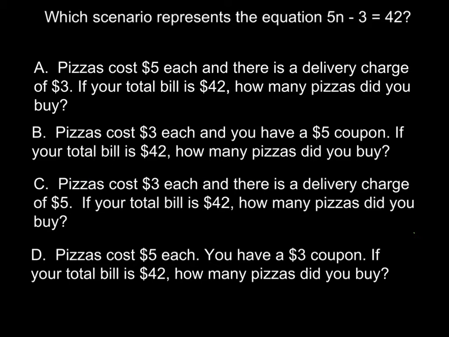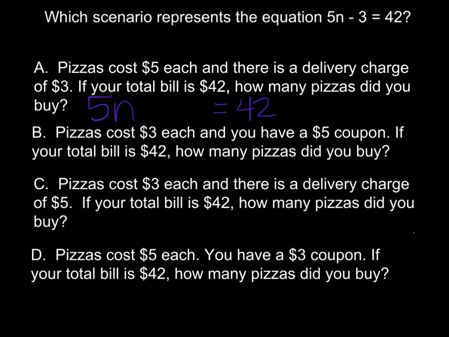A, pizzas cost $5 each and there's a delivery charge of $3. If your total bill is 42, how many pizzas did you buy? So we know the total bill is 42, so this equation is going to be equal to 42. And we know pizzas cost $5 each, but we don't know how many we've bought. So we know 5 times the number of pizzas, and we use the variable because we don't know how many pizzas we've bought, and then we have to pick the last piece of information.